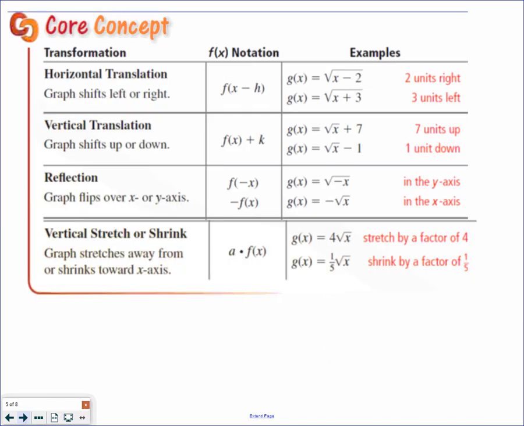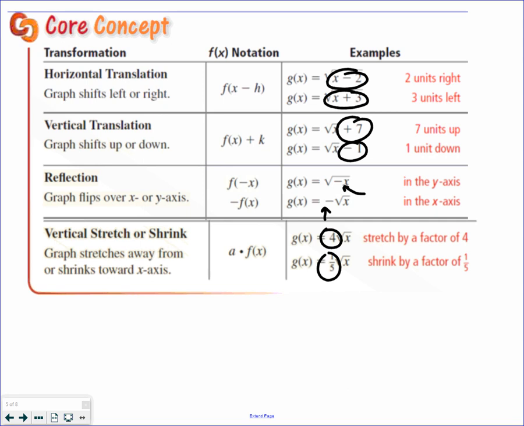Well, if you want a transformation, now things are getting a little bit more challenging. Remember when we did transformations before? If you want to translate something left or right, you're going to add or subtract inside the radical. If you want to move something up or down, you're going to add or subtract at the end. If you want to do a reflection on the x-axis, you put the negative outside. If you want a reflection on the y-axis, the negative is on the inside. Vertical stretch and vertical shrink. If you're multiplying by a number above 1, it's a vertical stretch. If you're multiplying by a number below 1, it's a vertical shrink.